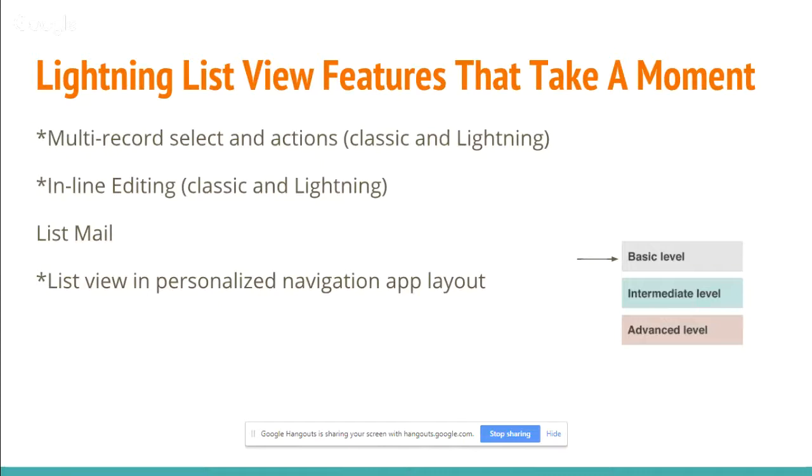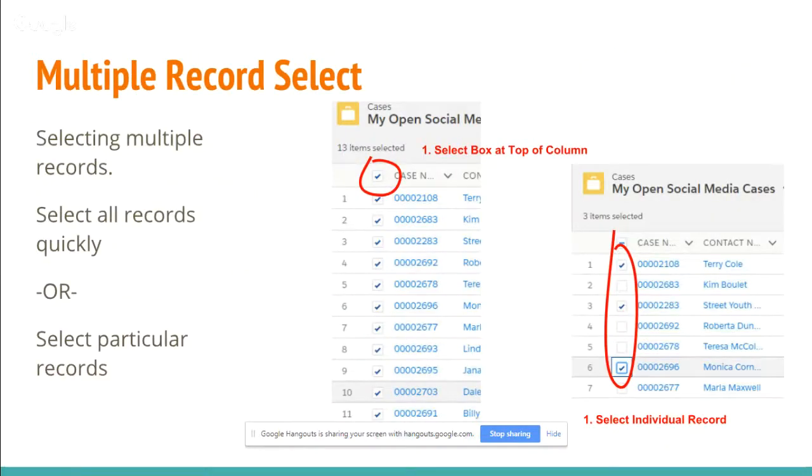There are some Lightning features that take a minute to get used to or to learn, but they are still, I think, basic features. So let's take a look at some of those. The first is that we can select multiple records. That's not shocking to you, probably. There is a checkbox at the top that allows you to select them all, or you can pick just the ones that you want. That's really nice.